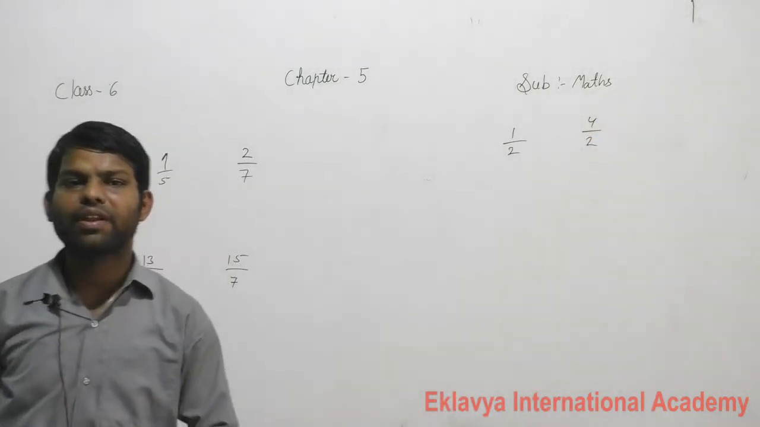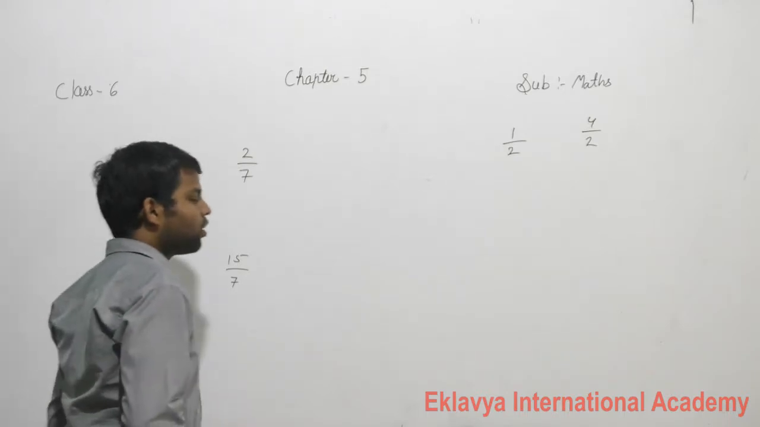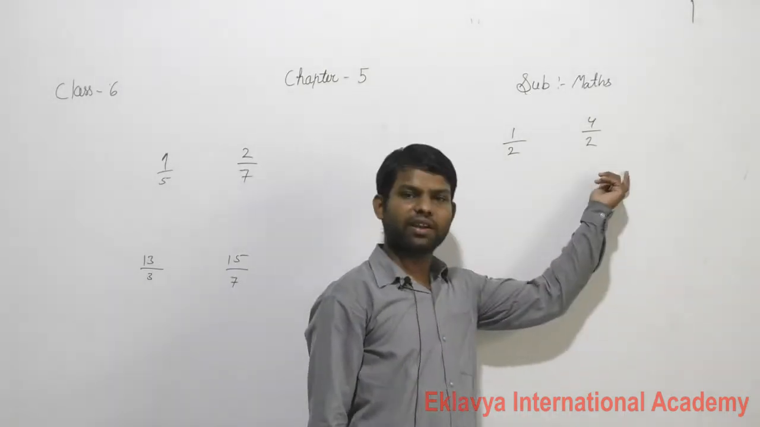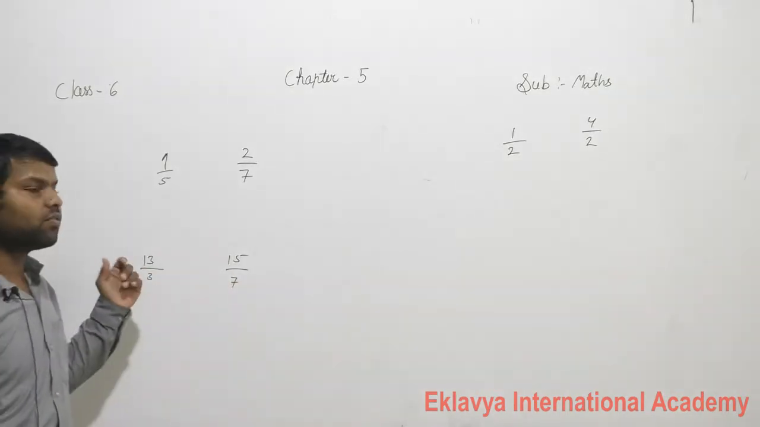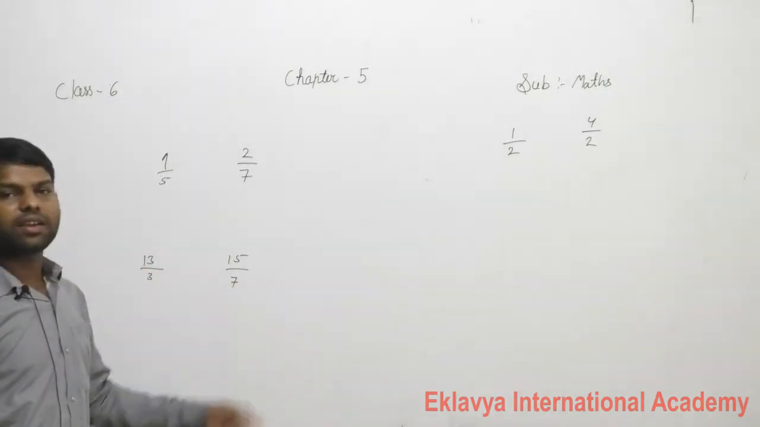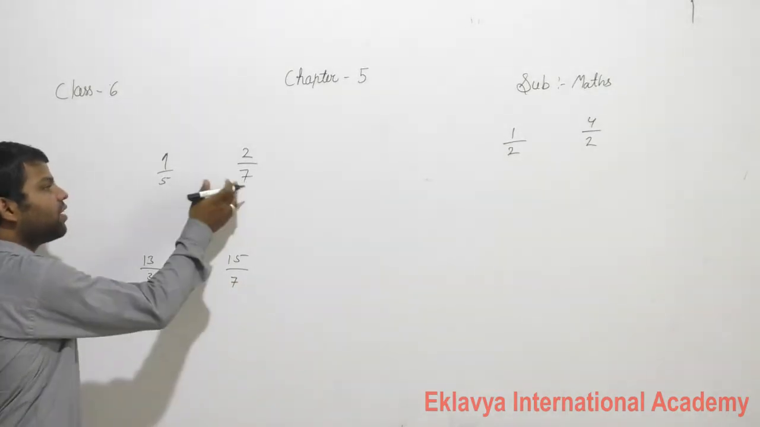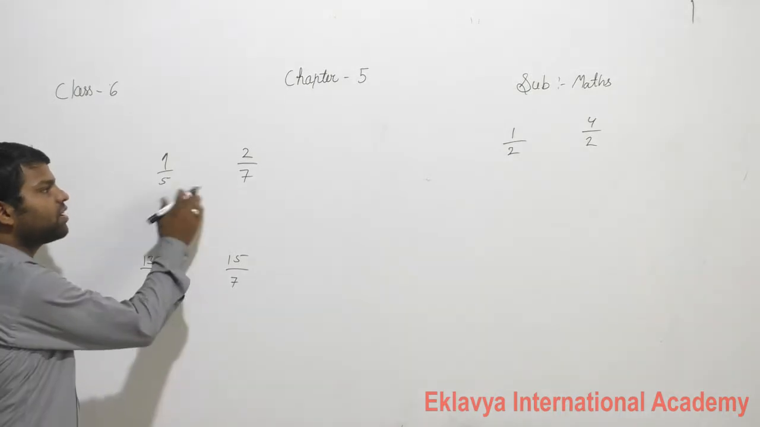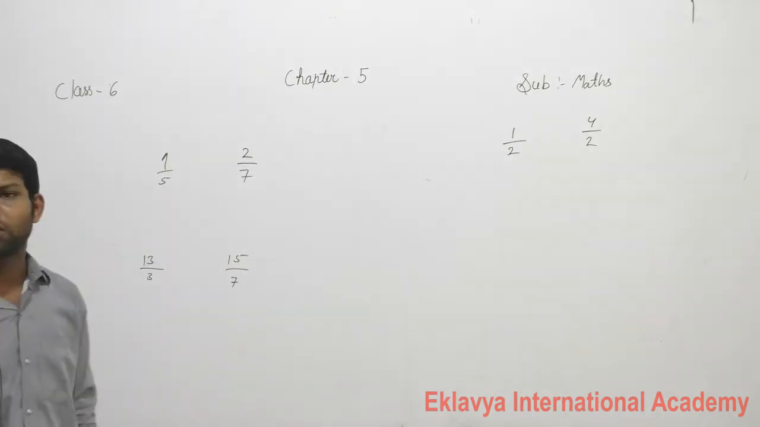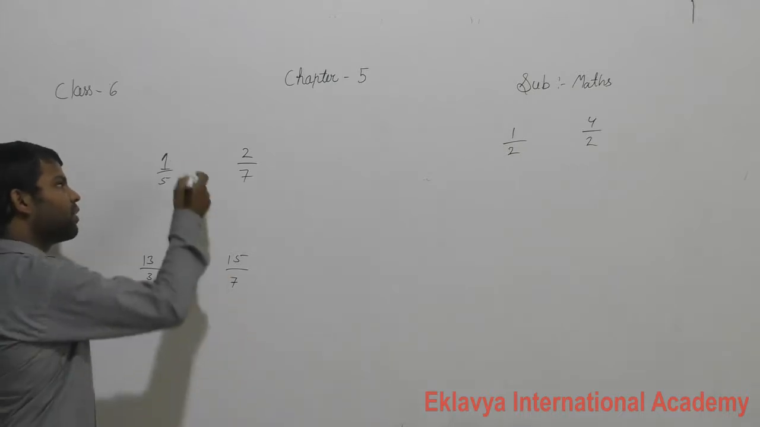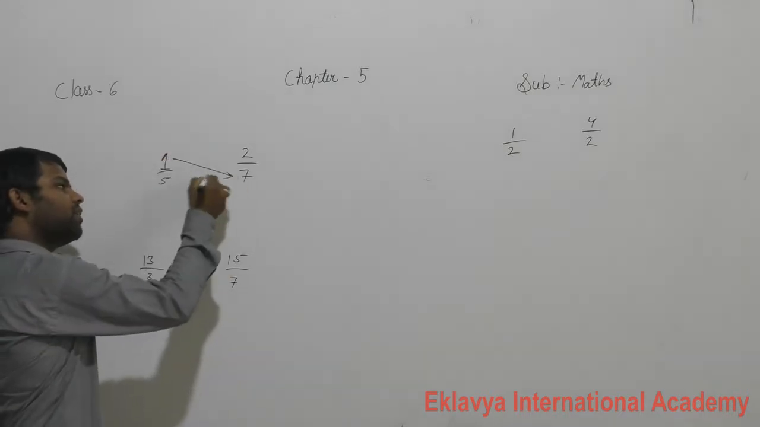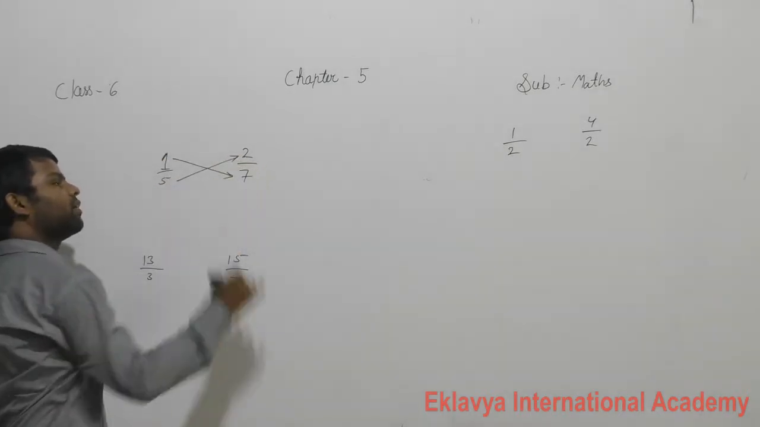So how do we compare these fractions? What do we compare in these? Which is greater? In these fractions, which fraction is greater? To find which fraction is greater, we will do cross multiplication. How will we do cross multiplication? We multiply 1 by 7 and 5 by 2.